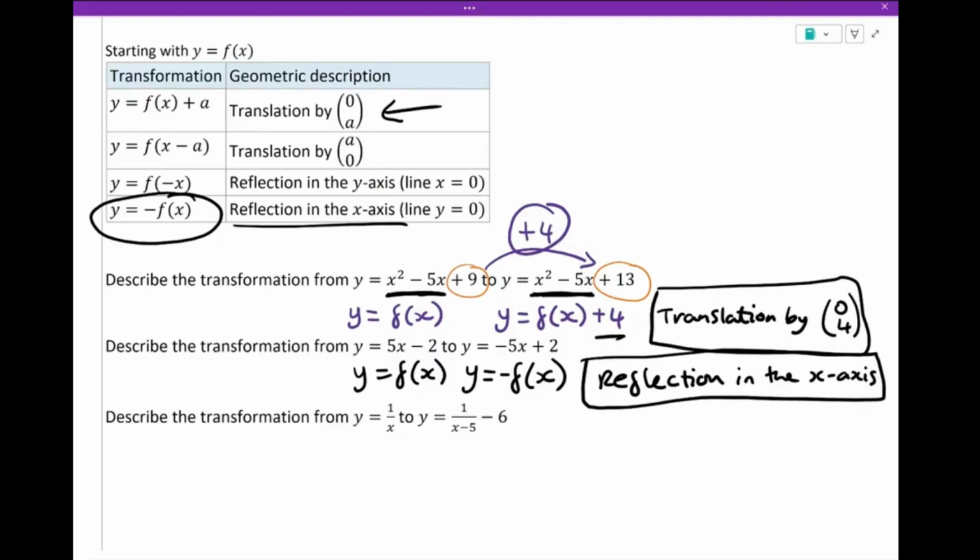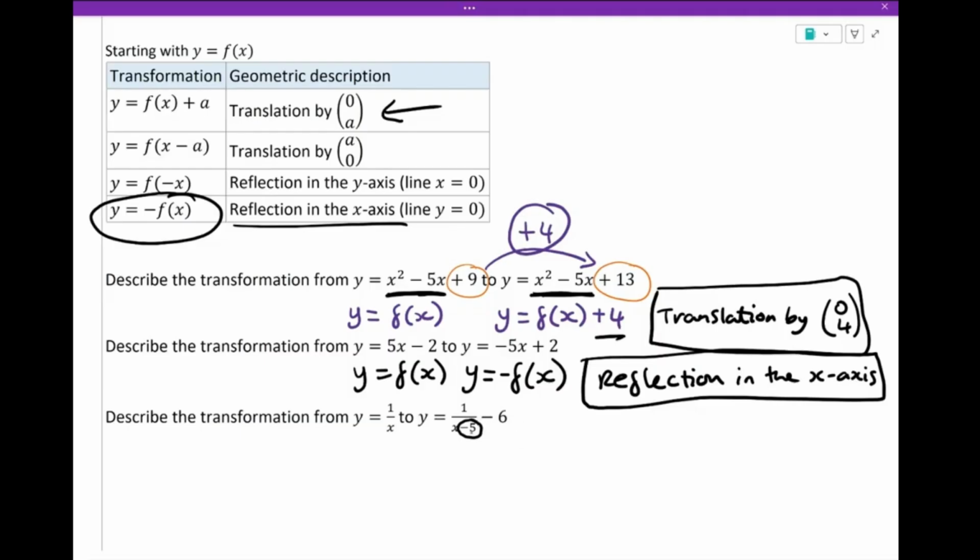Let's consider our final question then. So we got y equals 1 over x, and we're ending up with y equals 1 over (x subtract 5) subtract 6. So it seems there's multiple changes being made here. Okay, we've got this subtract 5 being introduced in the denominator with the x. So we have a subtract 5 directly on the x. And then we also have this negative 6 outside the fraction.